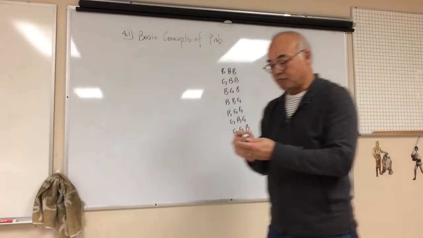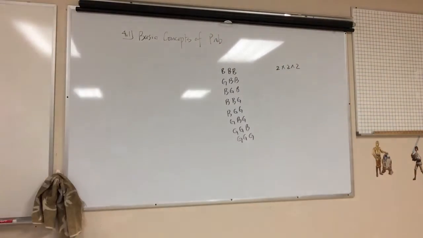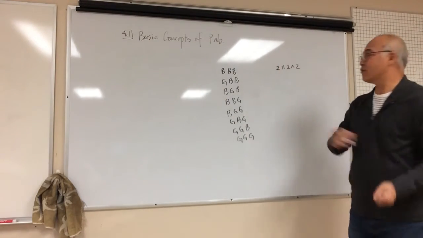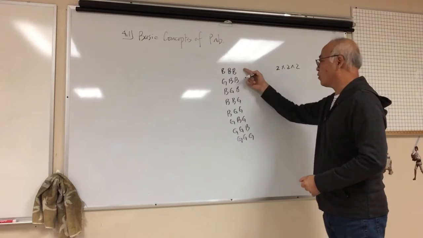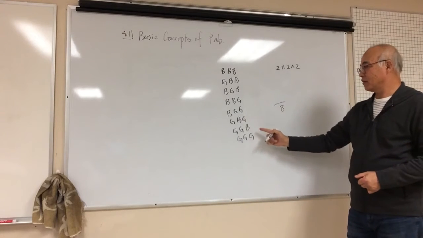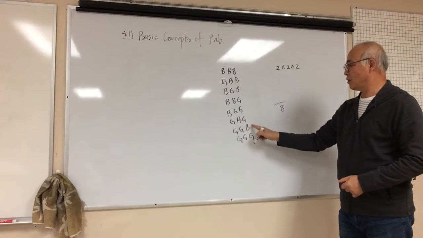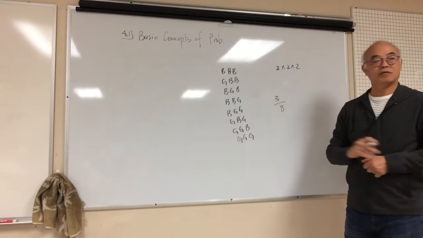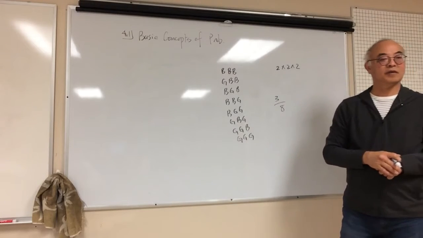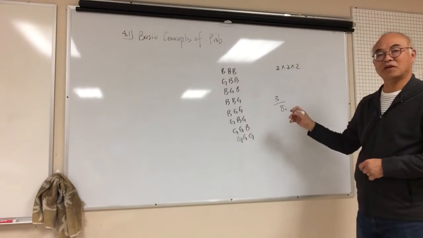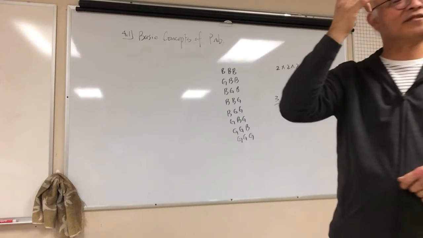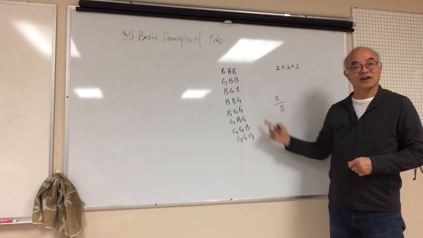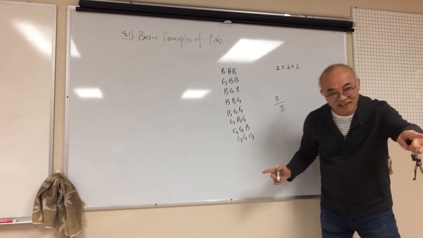So the probability of me having 1 boy is what? Out of the 8, how many have 1 boy? It would be 1, 2, 3. 3 out of 8. What is the probability of me having at least 1 boy? Which ones have at least 1 boy? 7 out of 8. All of them, but the last one. All of them, but all girls.